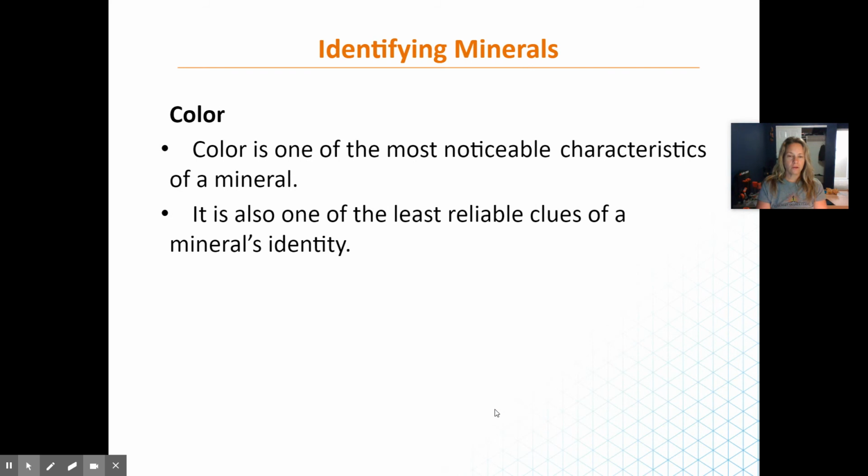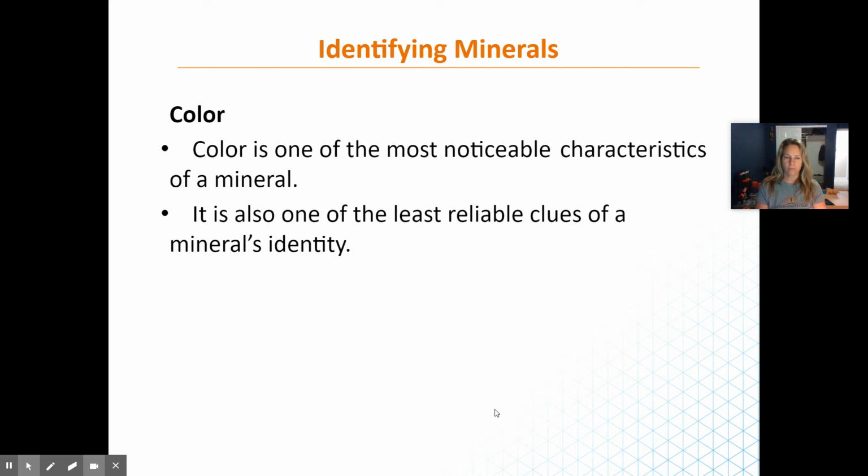All right, and then color. Color is probably the most noticeable. It's probably also the most unreliable. So lots of minerals, like fluorite, for example, comes in, I don't know, like 8 colors. So it's not really reliable because there's so many different colors.